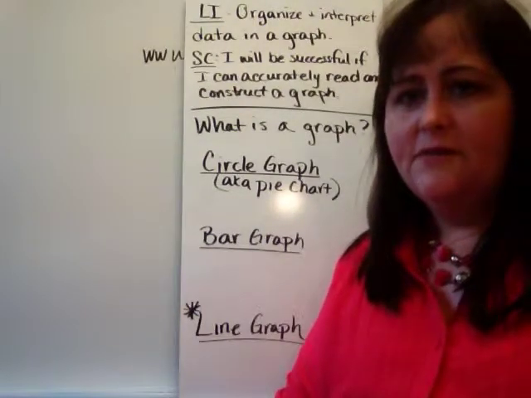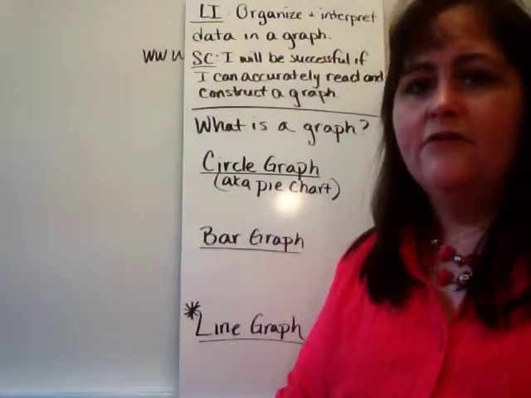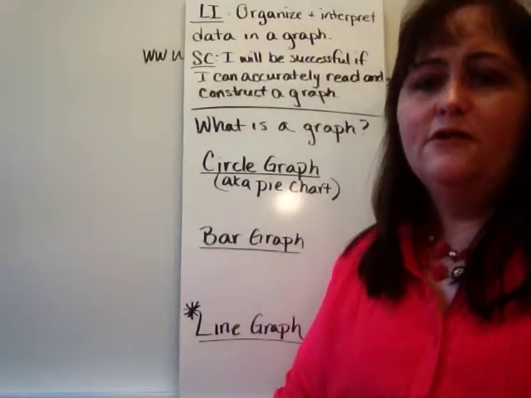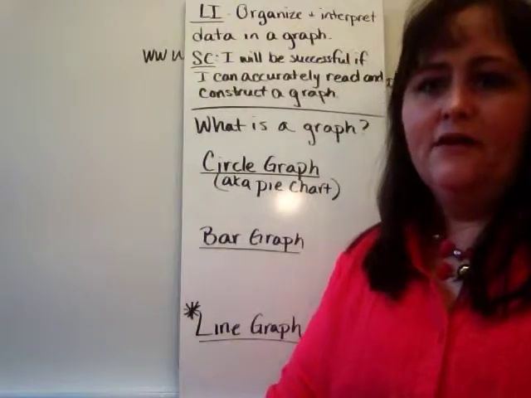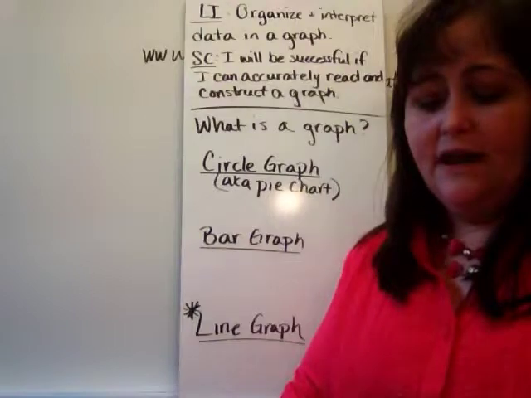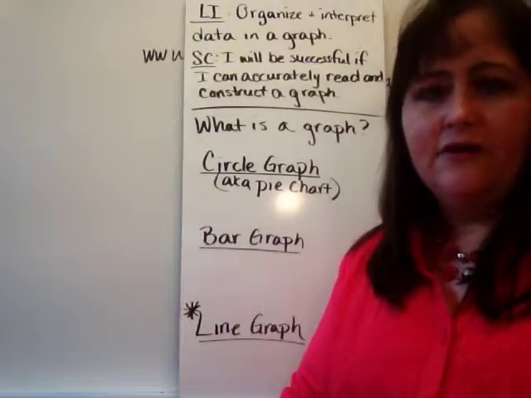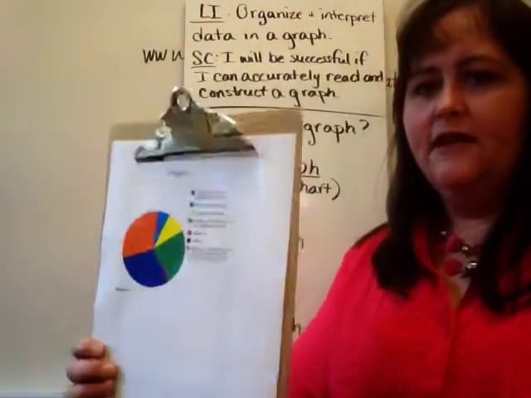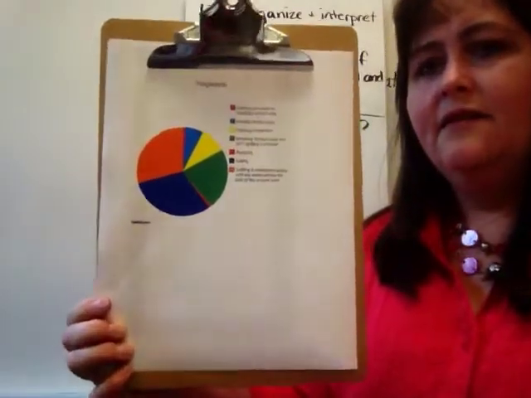There are several different types of graphs, and by no means are we going to cover every type of graph today. But the first type is a circle graph. Now, you've seen circle graphs many times, probably, and one of the other names for a circle graph might be a pie chart, and you'll remember what they look like when you see this one.